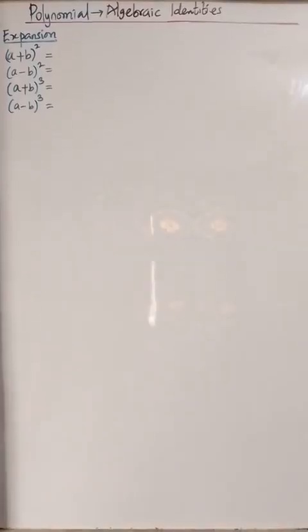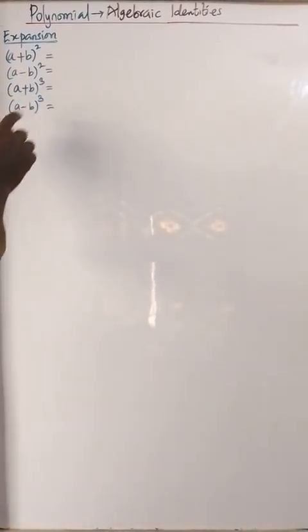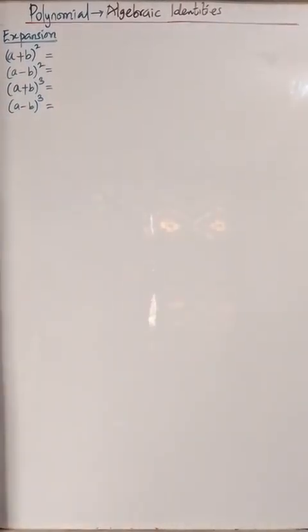This marks the continuation of last class, algebraic identities. Before we start, let's write them out. Under expansion, we have four. So we have square of sum, square of difference, cube of sum, and cube of difference. So what are the formulas?